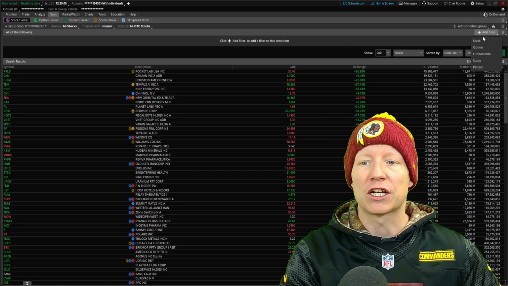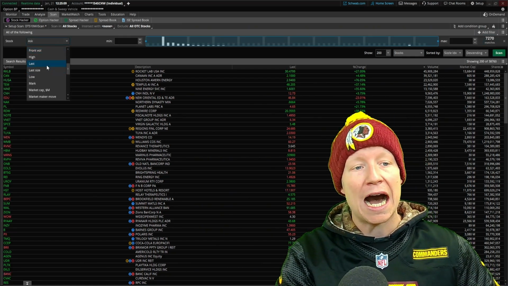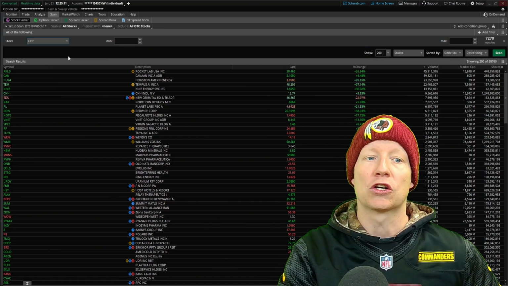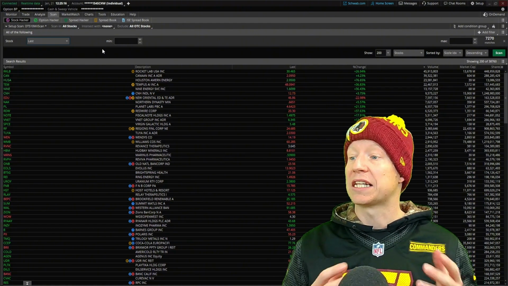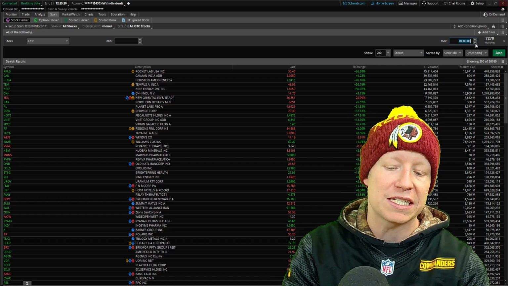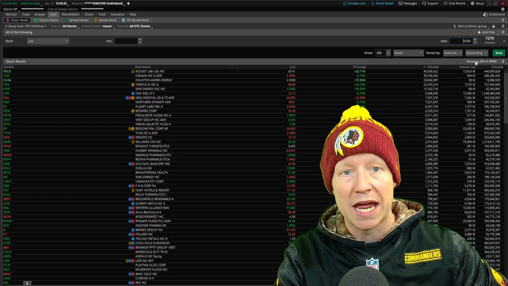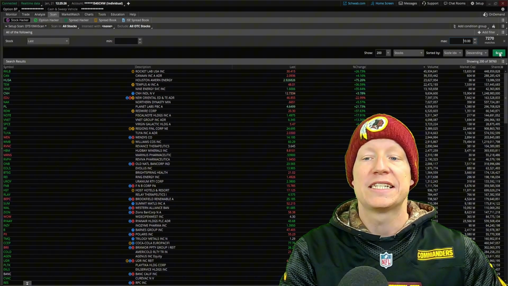What I'm going to do, click on add filter here in the top right, add a stock filter, and I am going to add a stock filter of the data type last. This just means whatever the last printed price of the ticker was, and I am going to set my max to 10. So I only want to see stocks that are trading at or below $10.